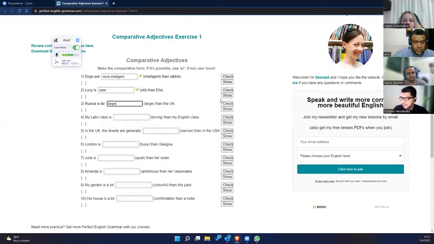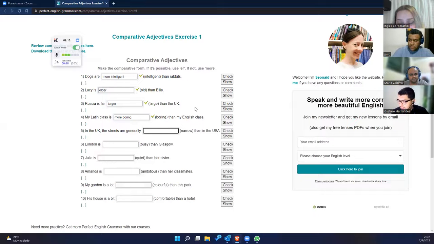The number 2, Lucy is older than Ellie. Older. Bueno, intentemos así, porque está muy lento. Se nos va a acabar el tiempo. It's larger. Yes. Exactly. My learning class is more boring than my English class. More boring.